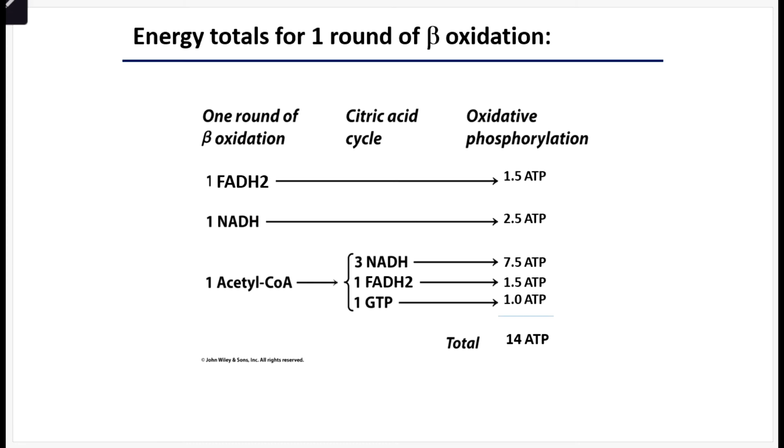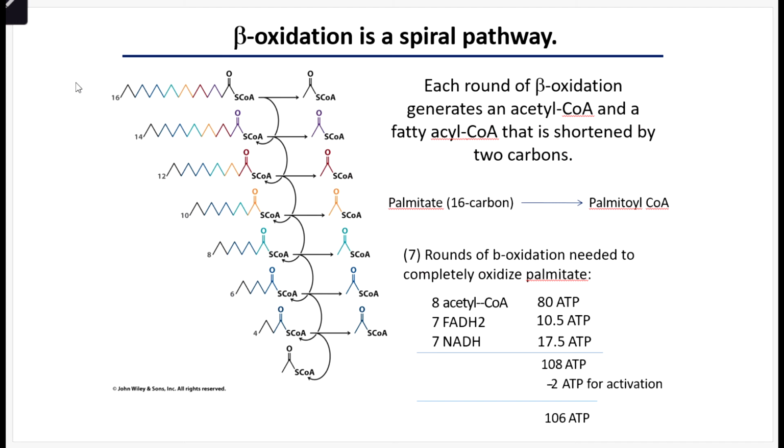So that changes all of this over here. And so we generate 8 molecules of acetyl-CoA and generate 7 FADH2 and 7 NADH if you're going to completely oxidize a 16 carbon fatty acid chain. And so 7 rounds of beta oxidation means, again, we generate 8 acetyl-CoAs, 7 FADH2s, and 7 NADH.